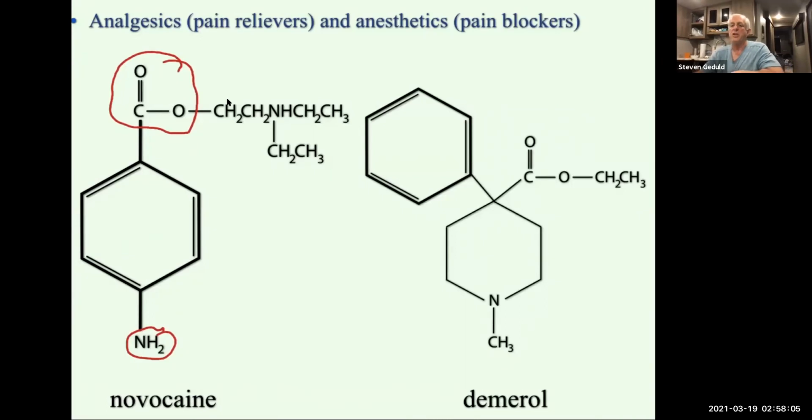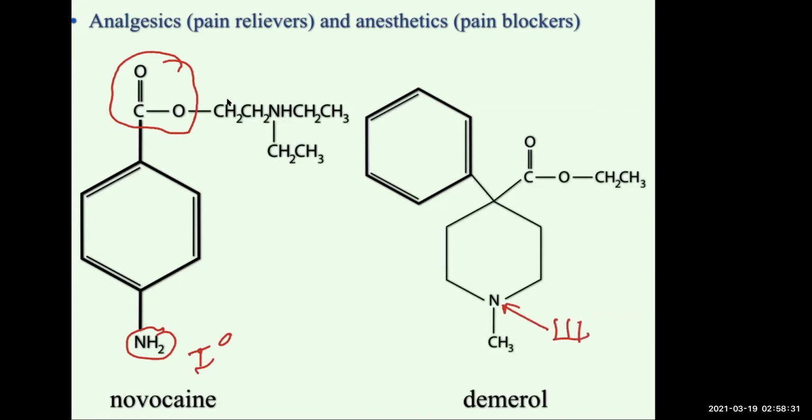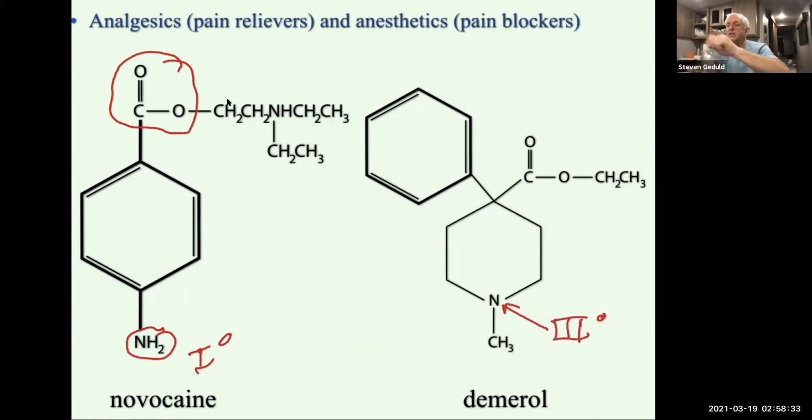This one here is Demerol. We give a lot of patients Demerol by injection. Novocaine is a primary amine. Demerol is what type of amine? Demerol is a tertiary amine. There are 3 bonds to it. It's a cyclical amine, but there are 3 bonds to nitrogen, so it is a tertiary amine. There is no hydrogen attached to that nitrogen.